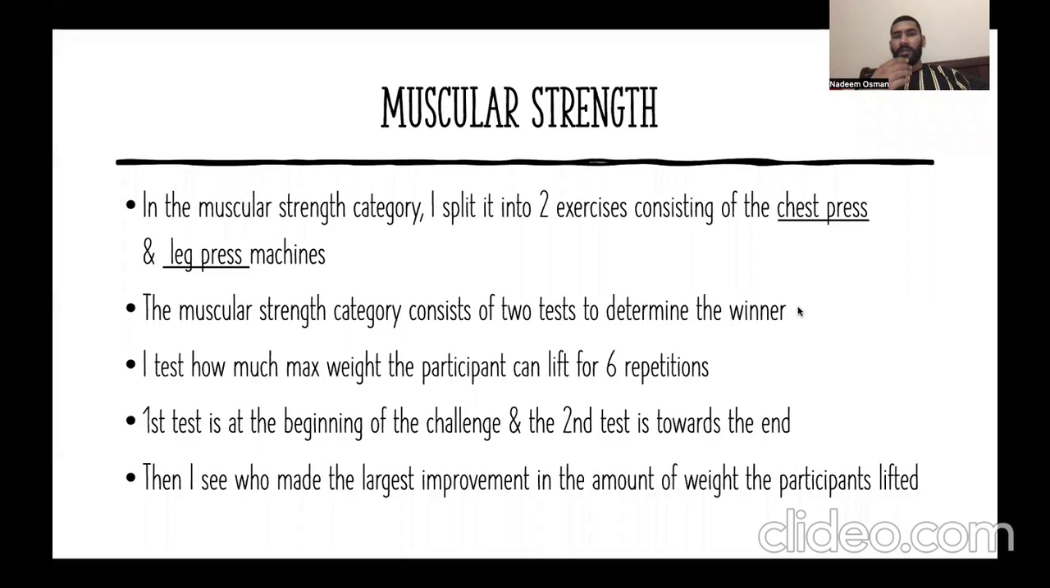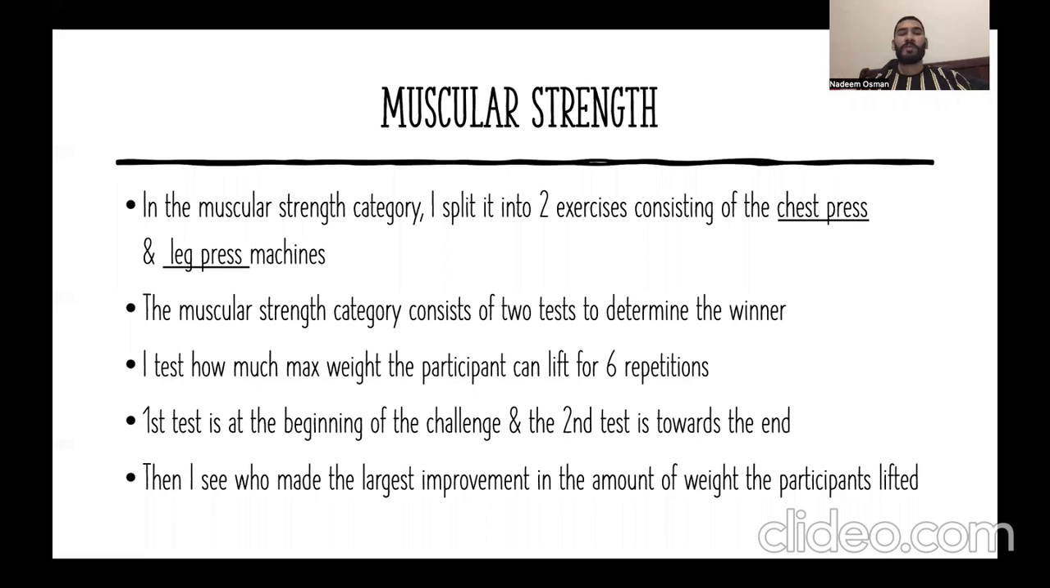So let's dig into the first category, which is muscular strength. In the muscular strength category, I split it into two exercises, the chest press and leg press machine. I did this because there are some people who favor upper body and some people who favor lower body. I want to make sure both of those are provided. And the reason they are machines and not free weights is to lower the risk of any injuries that could occur pushing max weight.